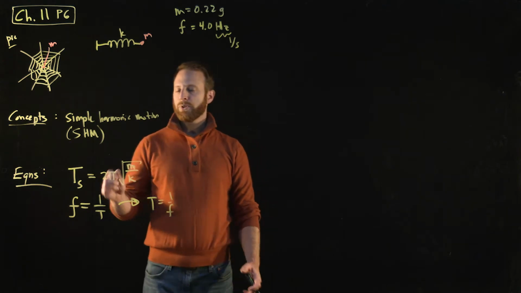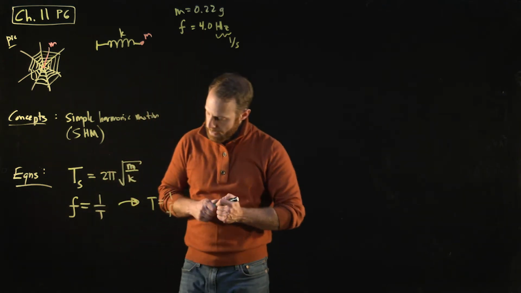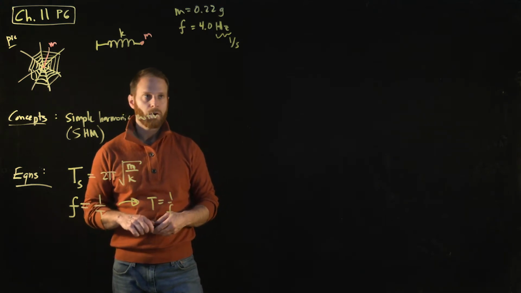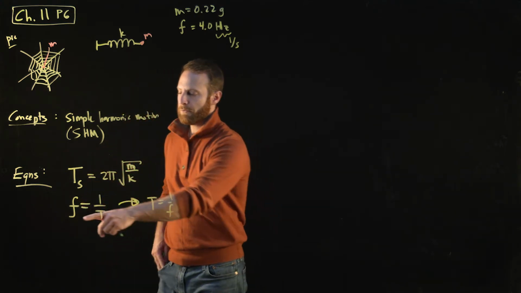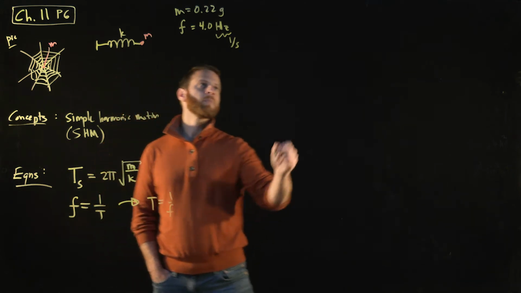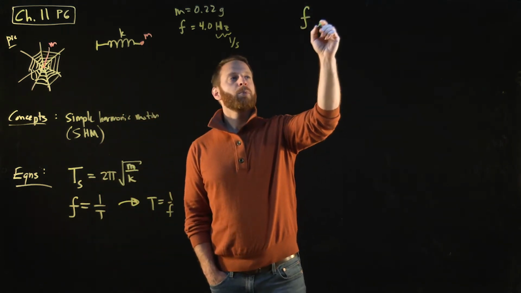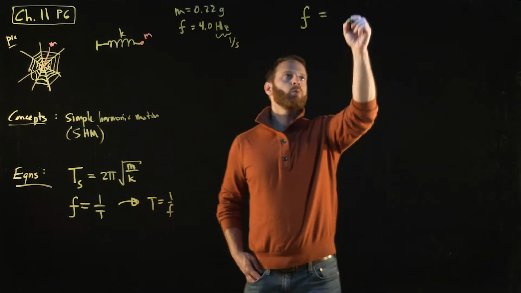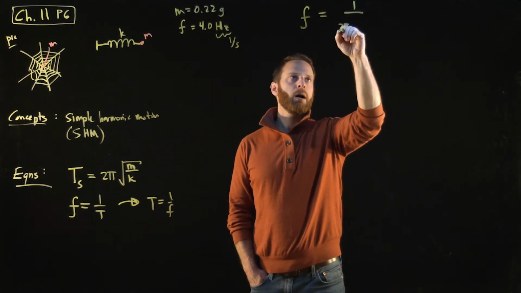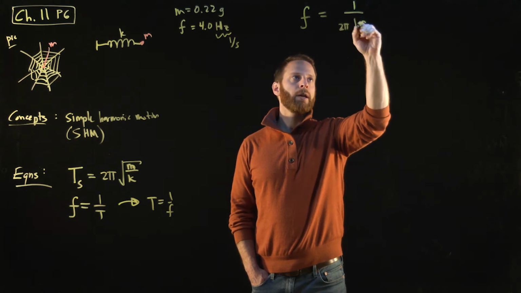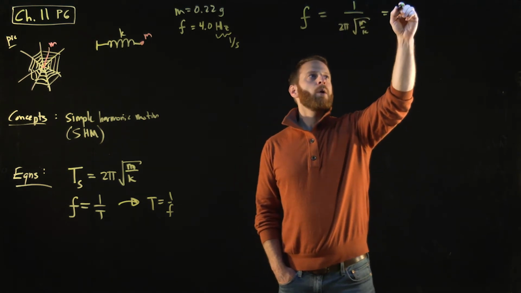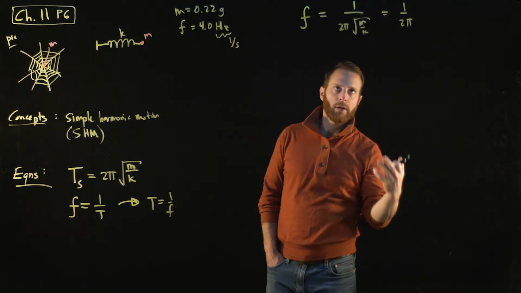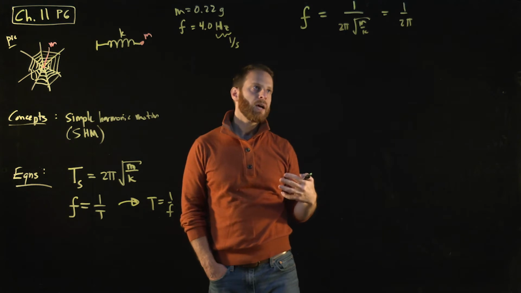Instead, I want to put these together because it's going to be convenient to use a combined equation in part B as well. So let me point out that if the frequency is 1 over the period, then the frequency of a spring is simply 1 over this whole quantity. In other words, 1 divided by 2π square root m over k. You can pull out that 1 over 2π, and then what you have is 1 over a square root which has a fraction inside of it.